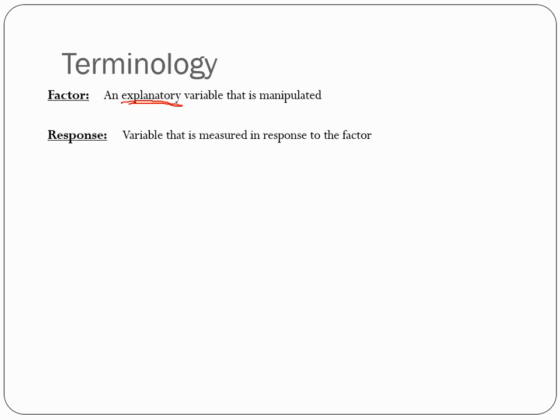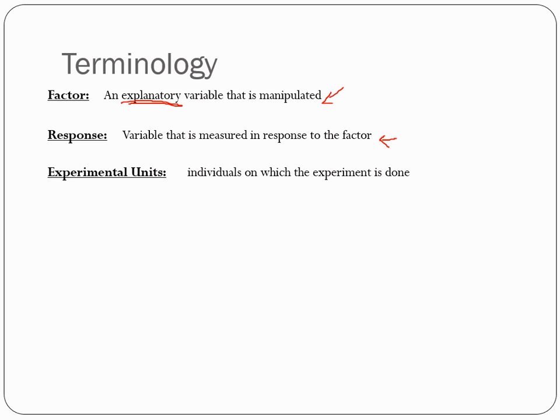Some of the other terminology associated with experiments: a factor is your explanatory variable that we're manipulating, right? The one that we're trying to get to explain, your x value. A response would be the variable that is measured in response. So maybe we're trying to do some kind of pain relief, so we give them different dosages of medicine as the factor, and then their response would be their pain relief.